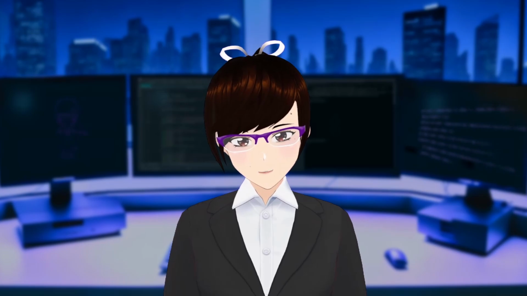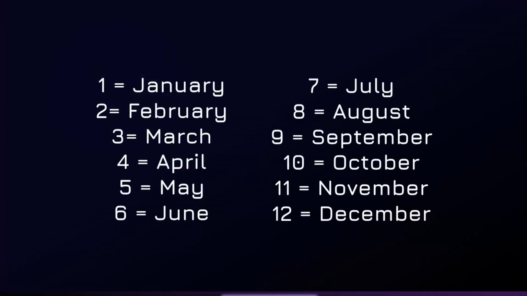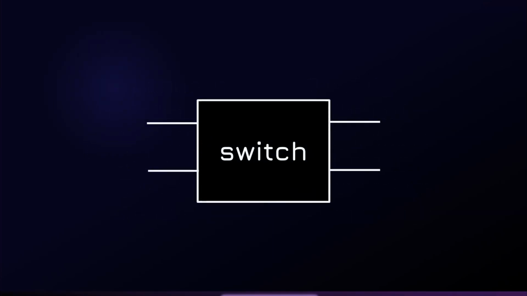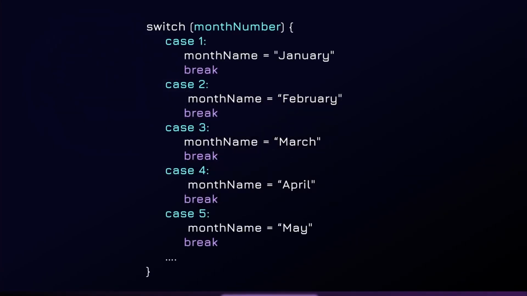A switch statement can turn one value into another. For example, the numbers 1 to 12 represent the months of the year. Using a switch statement, we can assign those numbers to their respective months. Let's remove that black box and see how this works.